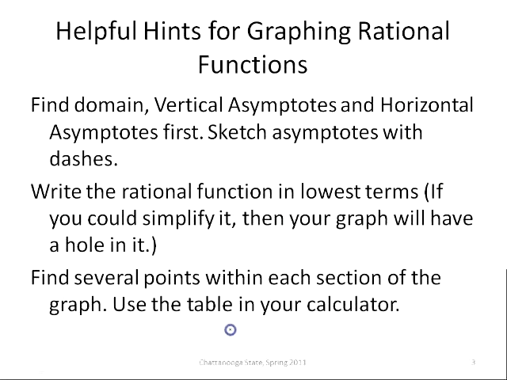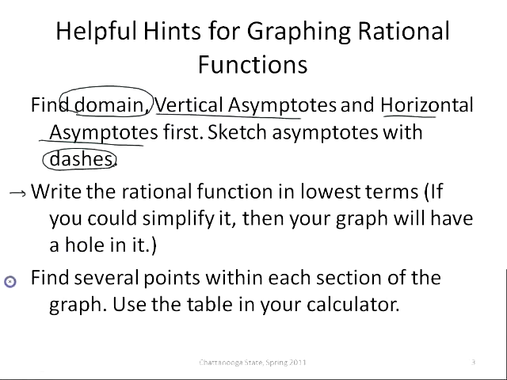When we're graphing by hand and not using transformations, there are quite a few things that can help us when we're graphing rational functions. We have to know what our domain is, and we have to find the values for all of our asymptotes. The asymptotes kind of serve as separation lines for our graph. So once we find the location of the vertical and the horizontal asymptotes, we want to sketch those onto our graph using dashes. Once we know where those asymptotes are, then we want to see if we can write the function in lowest terms. If there's any factors in the numerator and in the denominator that we could cancel out, we want to cancel those out.